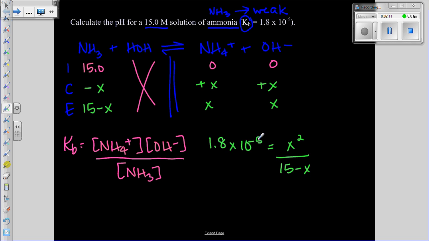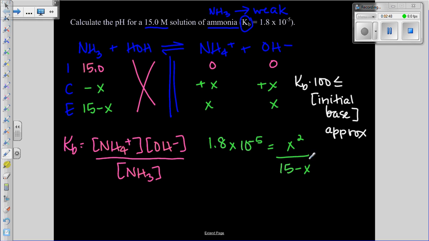Now, just like when we did it with the acids, you can use the quadratic formula to solve, or when that exponent is -5 or smaller, you can approximate as long as your Kb times 100 is less than or equal to the initial concentration of the base in this case. And if we take this times 100, it is way smaller than that. So we're going to go ahead and approximate.